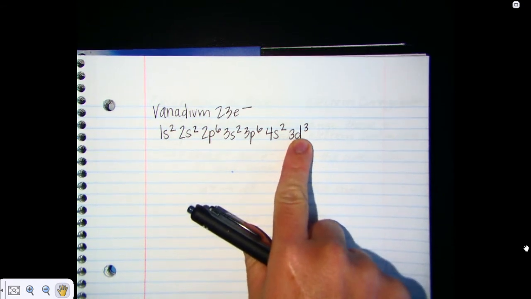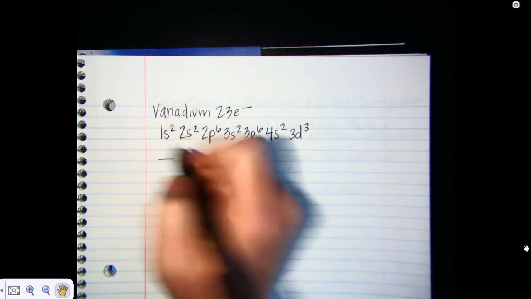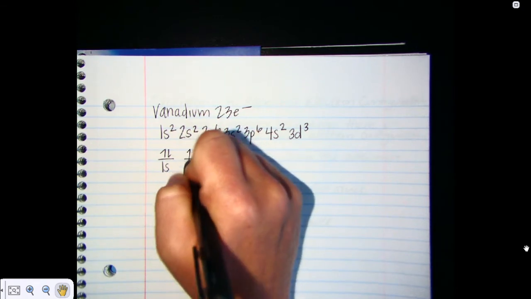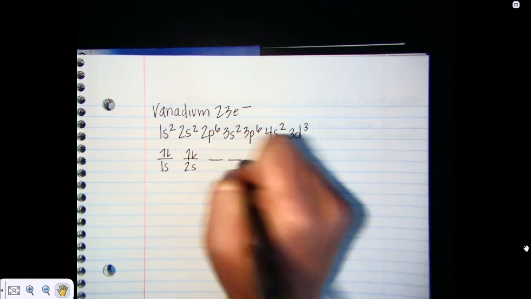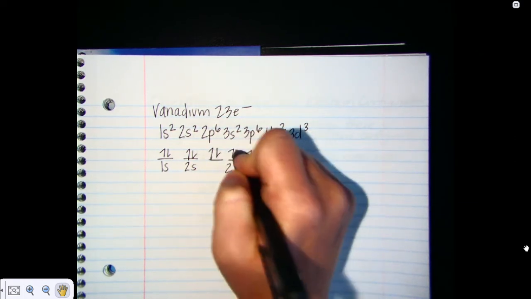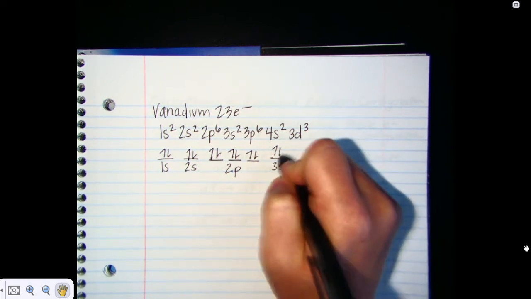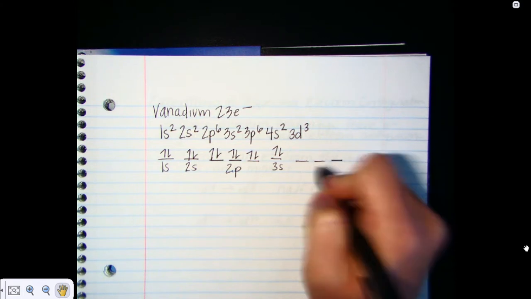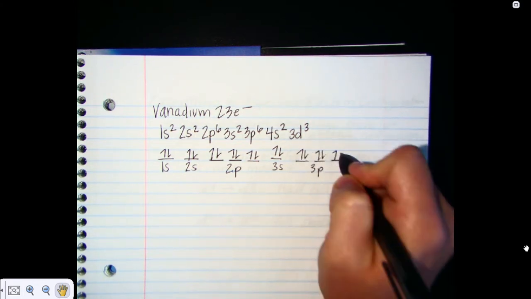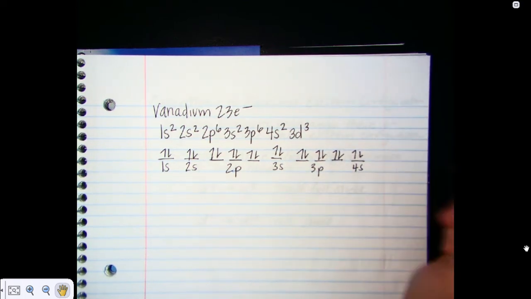Now let's look at our orbital diagram. Take this, turn it into a picture. 1s, 1 up, 1 down. 2s, 1 up, 1 down. 2p, up, up, up, down, down, down. 3s, 1 up, 1 down. 3p, up, up, up, down, down, down. 4s, 1 up, 1 down.